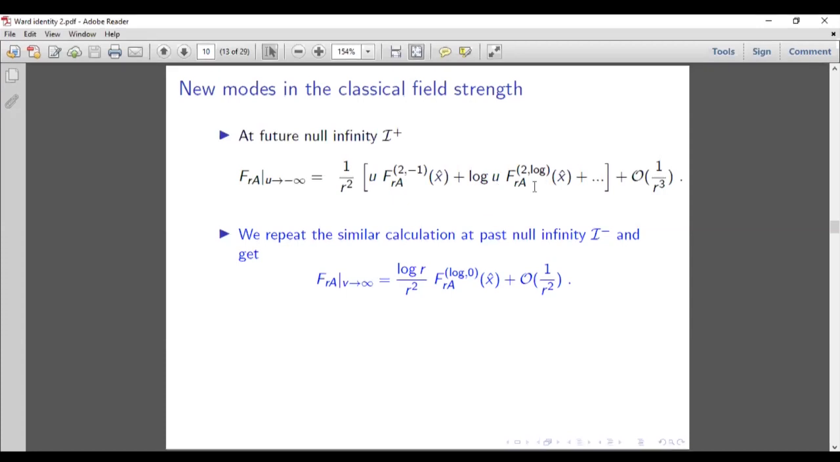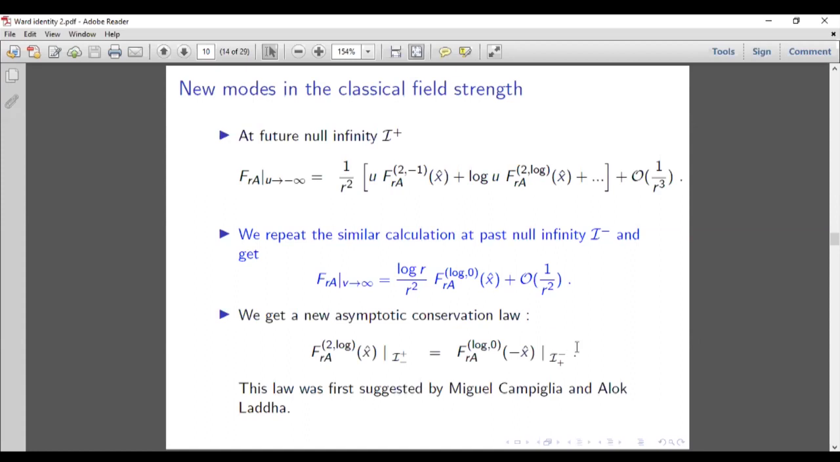Okay. Now we can repeat a similar calculation at past null infinity. And what we see is that there is a log R by R squared mode at the past. Now we can obtain this mode explicitly. And what we show is that this mode obeys a new asymptotic conservation law of the following form. This law was first suggested by Miguel and Lalo. We proved it.